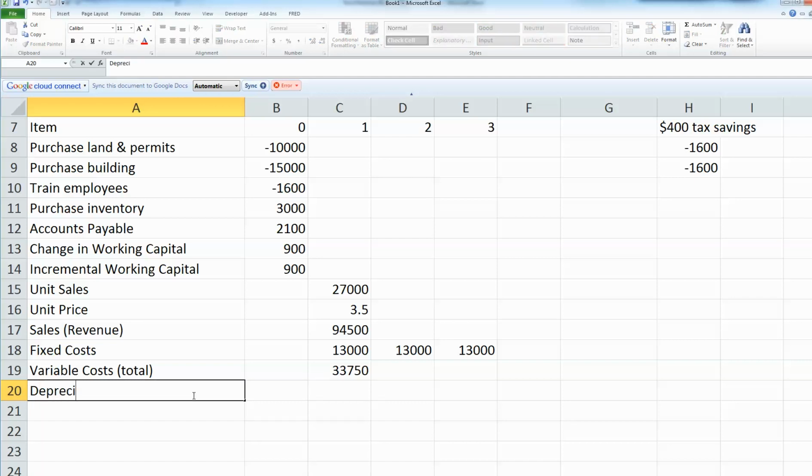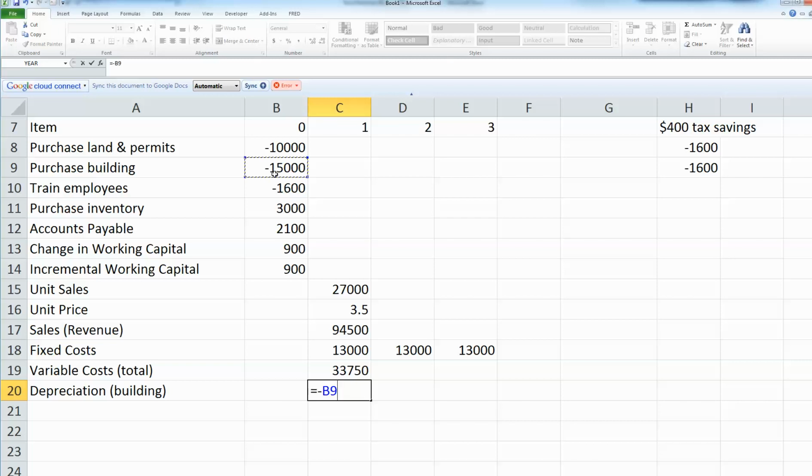Depreciation now needs to be considered because I can depreciate that building, and that building cost me $15,000. I'd rather it return a positive depreciation figure, even though I know depreciation is a deduction. I will deal with that when I create my final formula.